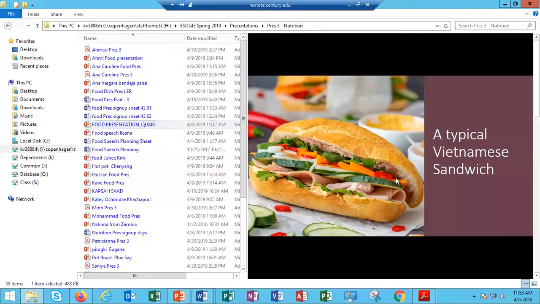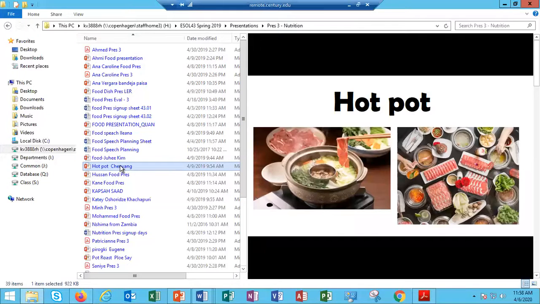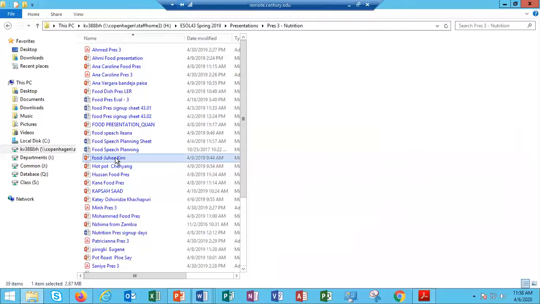This guy did a Vietnamese sandwich, and you can see there's meat and vegetables and bread. So that's lots of food groups. This guy did what's called a hot pot, which is a kind of soup. A lot of you know that one. This student is Korean. What did she do? It won't show me her slides for some reason.